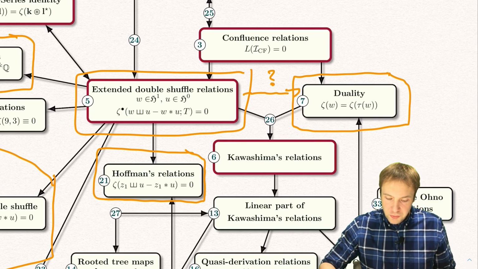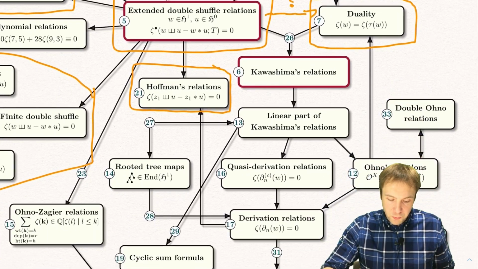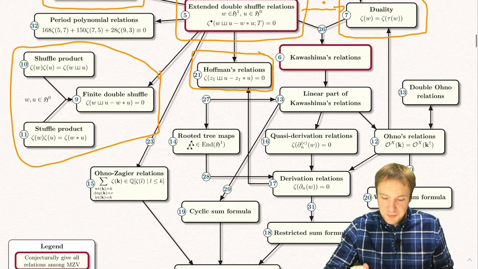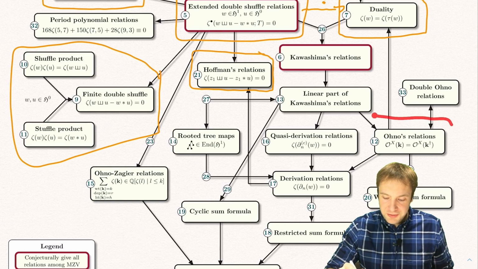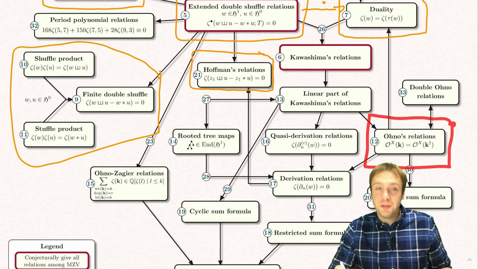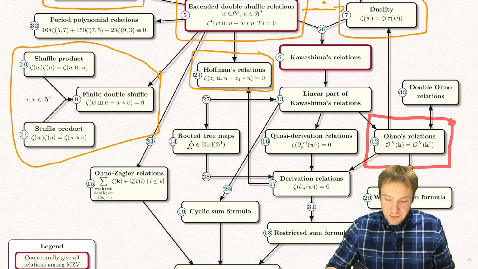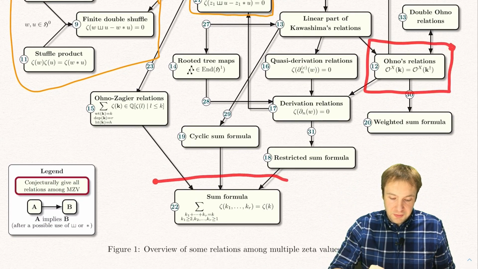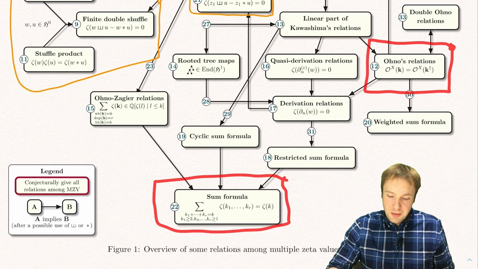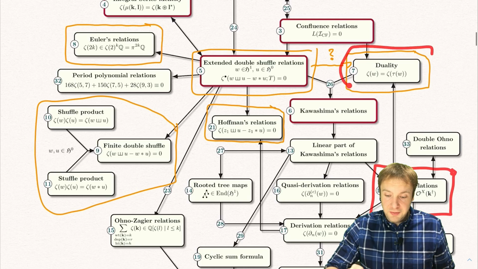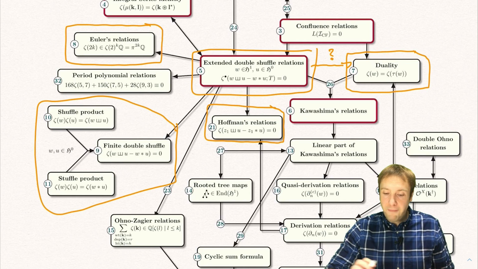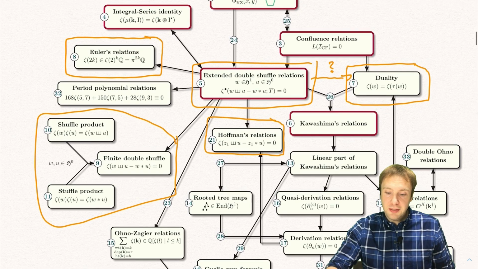Okay, so today what we want to talk about is the right-hand corner here, about the so-called Ohno relations. And also here on the bottom we see the sum formula. And we also want to talk again, as I said, about this duality. And we will start with this duality.